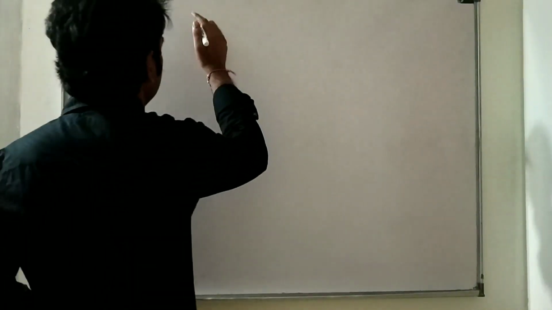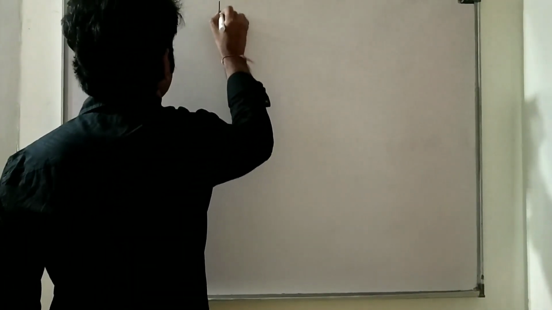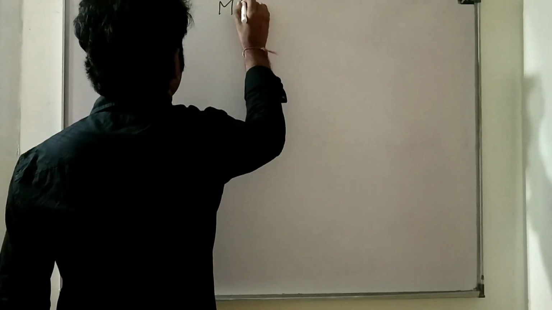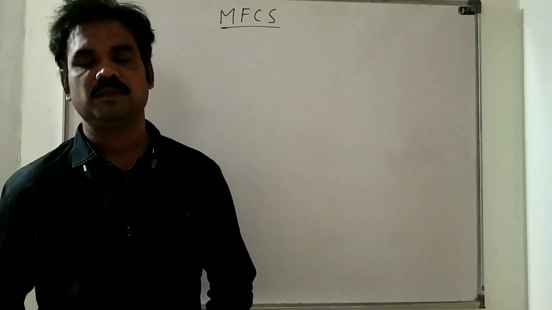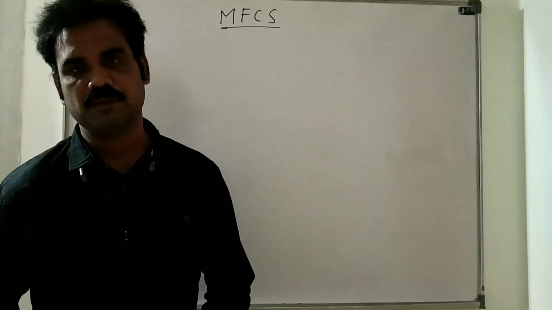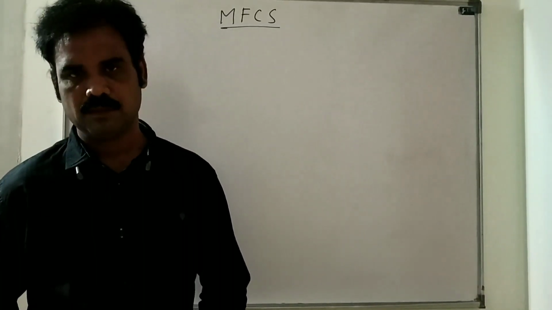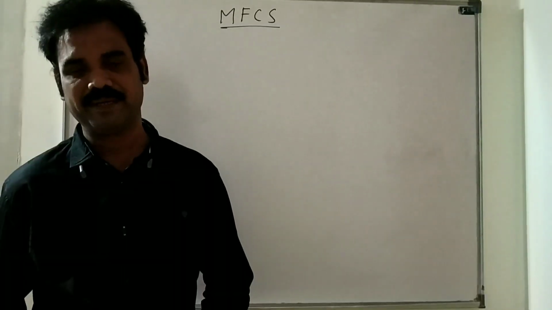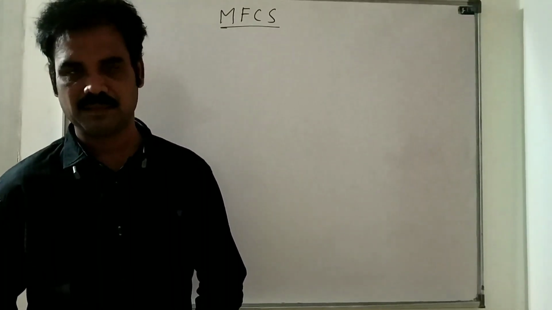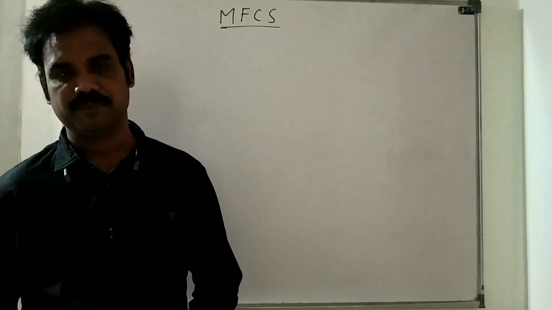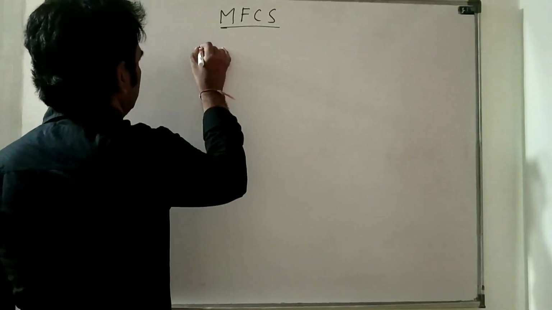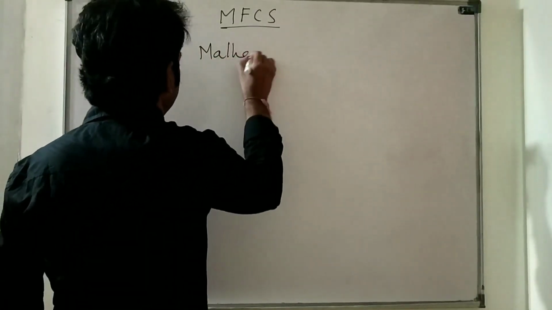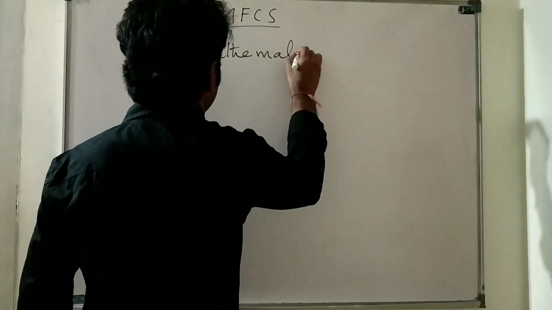Mathematical Foundations of Computer Science. Simply we call it MFCS. This subject includes the topics mathematical logic, set theory, combinatorics, recurrence relations and graph theory. In this, the first one is mathematical logic.